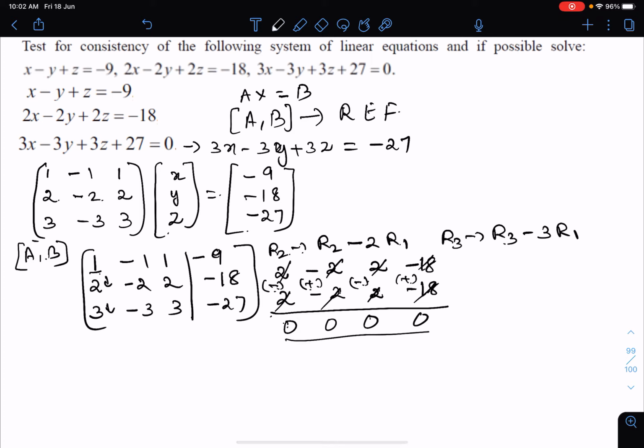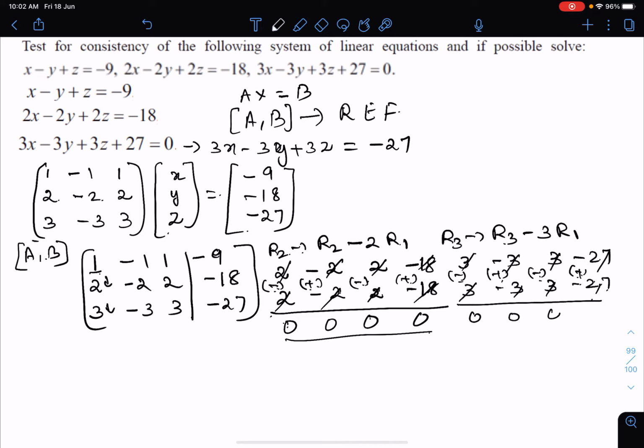The whole row is reduced to 0. So our row 2 is 0. Now we'll go to our row 3: 3, minus 3, 3 and minus 27. First row into 3 gives 3, minus 3, 3 and minus 27. This is also equal and of opposite sign, so all the elements are going to get cancelled, and this also is going to become 0. Okay, so the whole row turns to 0.